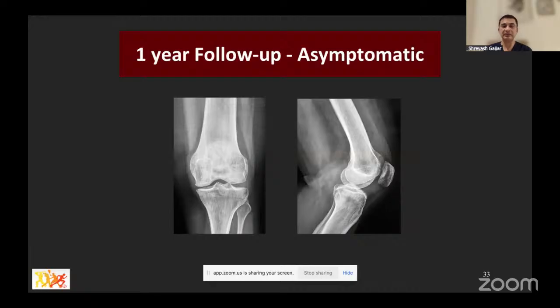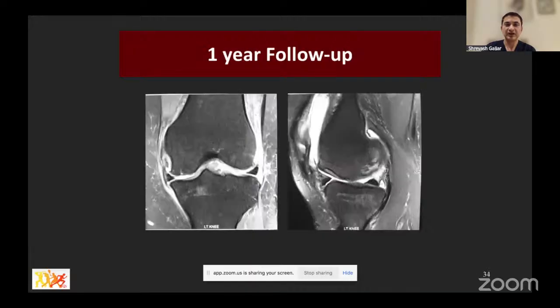So we assess them both radiographically and also with MRI, and we also obviously look for whether they are symptomatic. But this patient at 1 year remains asymptomatic. Again, all the alignments were good, and this is the MRI. What our radiologist says is that this type of regenerate, which you can see here, is a nice hyaline-like tissue.